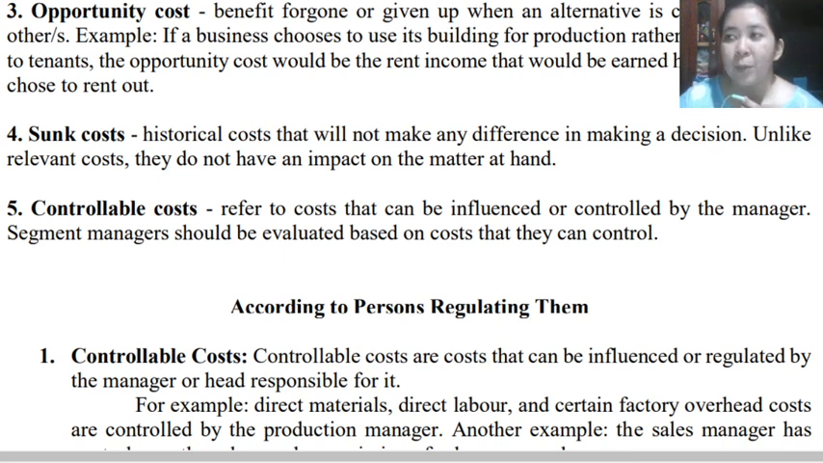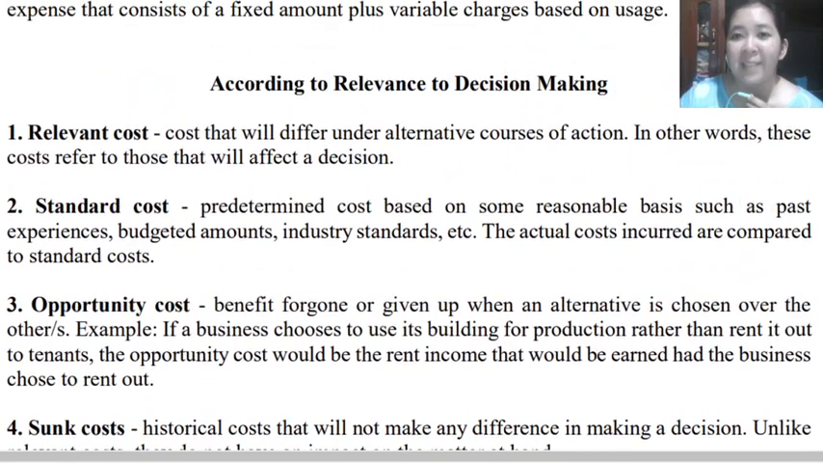An example of this is variable costs, because variable cost will be incurred only if an activity was undertaken. If there is no activity, there is no variable cost. So in this case, the managers can control such costs. Those are the different classifications of cost according to their relevance to our decision making. We will continue the classification of costs in our next video lecture.